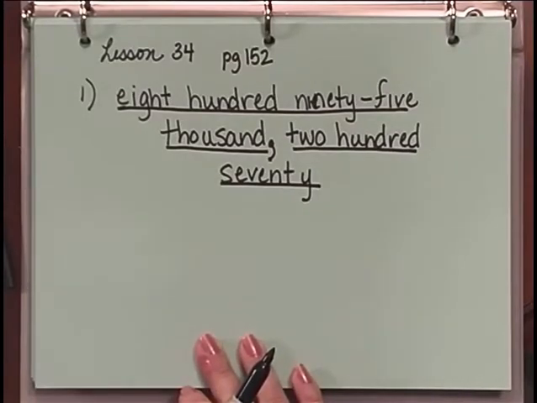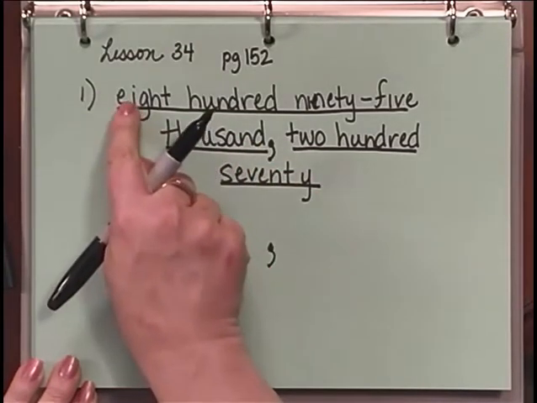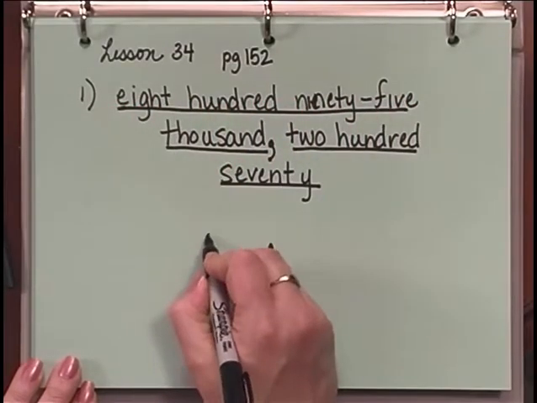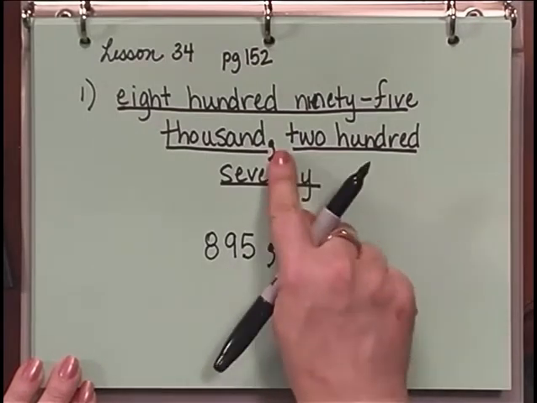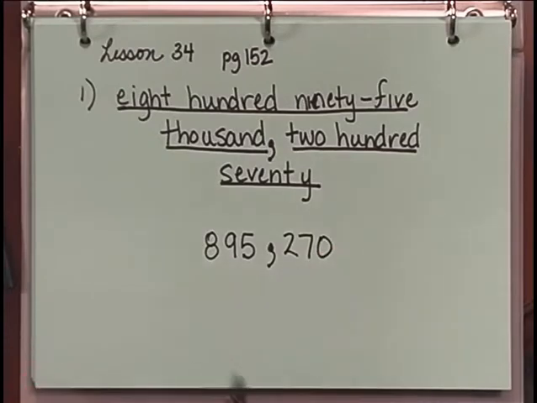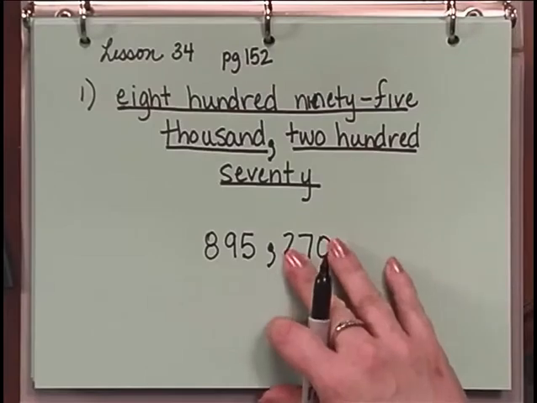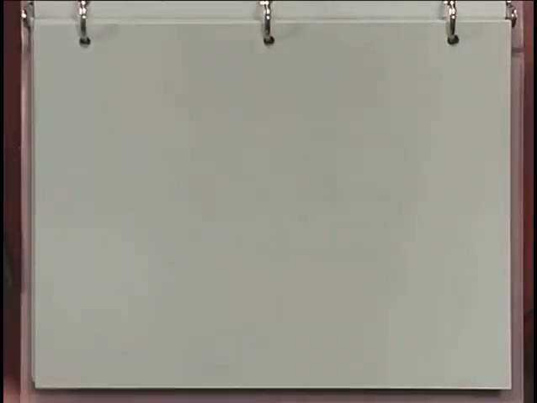So 895,270. We're going to have that one comma. And before the comma, we have 895,000. So we would write 895. And then after the comma, we have 270. So this is how we would write the number by using digits and commas. Okay, so let's look at example 2.